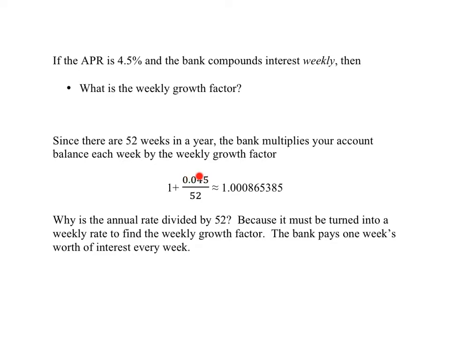It's taking the year's worth of interest and dividing by 52 to find out a week's worth of interest. We really need to carry a large number of decimal places here to maintain accuracy. So the weekly growth factor will be approximately 1.000865385. Right? Why do we divide by 52? Because we are finding out a week's worth of interest.